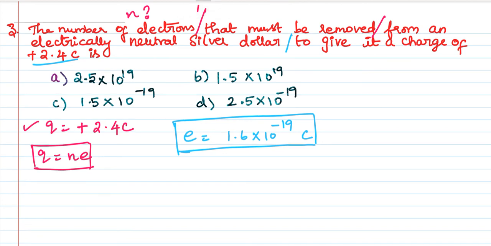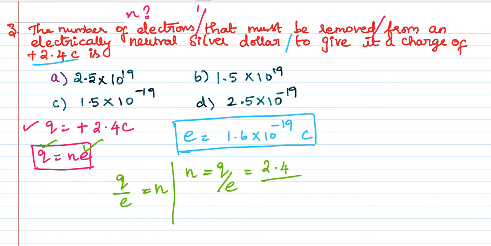So now I know the basic formula Q is equal to NE. Do I know the Q value? Yes, I have the Q value. And yes, I have the E value. So I need to rearrange that. So Q by E is equal to what? N. So now we can proceed with the work. N is equal to Q by E. So it is equal to what? Q is 2.4 and the E value is 1.6 into 10 to the power of minus 19. So I can bring this minus 19 to the numerator without much difficulty. So it is 2.4 divided by 1.6 into 10 to the power of 19.